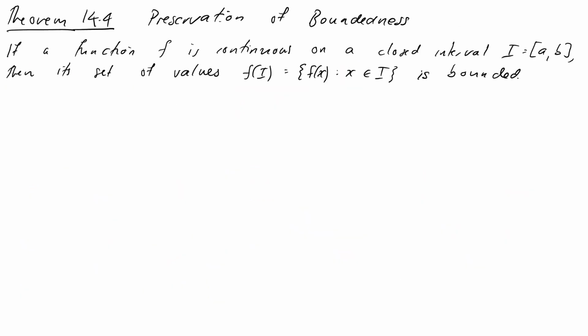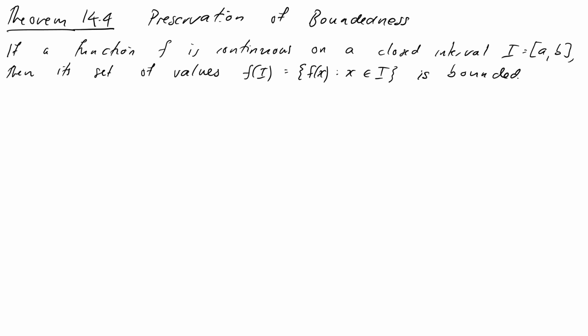The last theorem that I'd like to look at in this video is preservation of boundedness. This one is of a slightly different flavor. Now we have a function that's continuous on a closed interval. Okay, so it's continuous at every point on the interval, including the endpoints, obviously. And the theorem says that if our function is continuous on a closed interval, then its set of values f of I, which is just f of all of the values of the interval put together, is a bounded set also. So you can't have a continuous function that results in something unbounded on a closed interval.